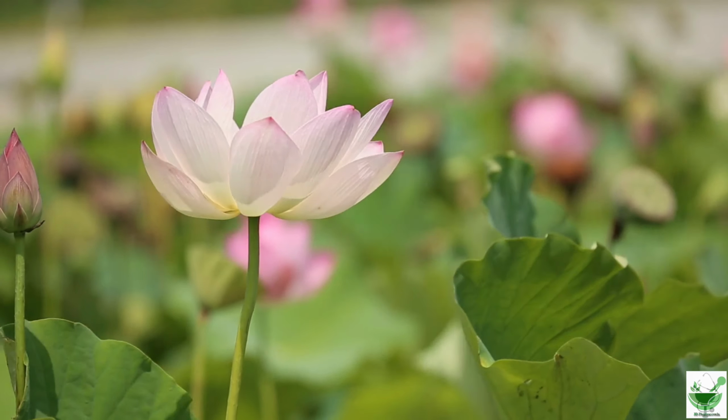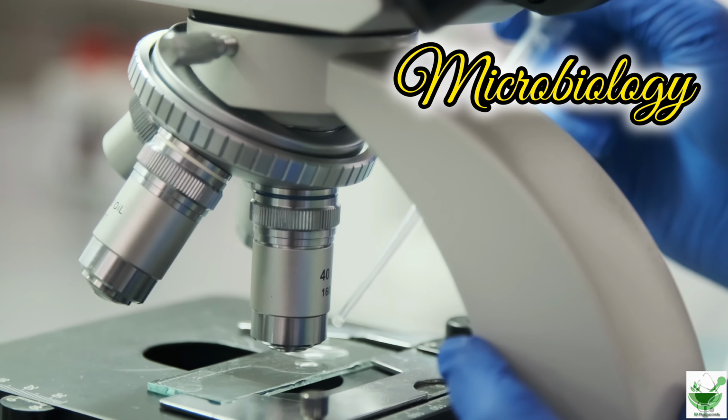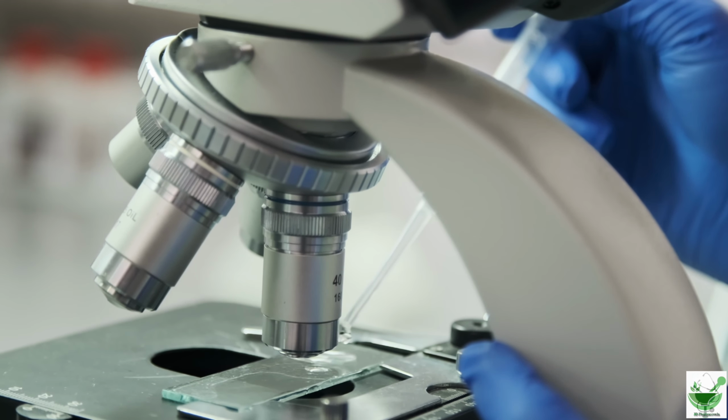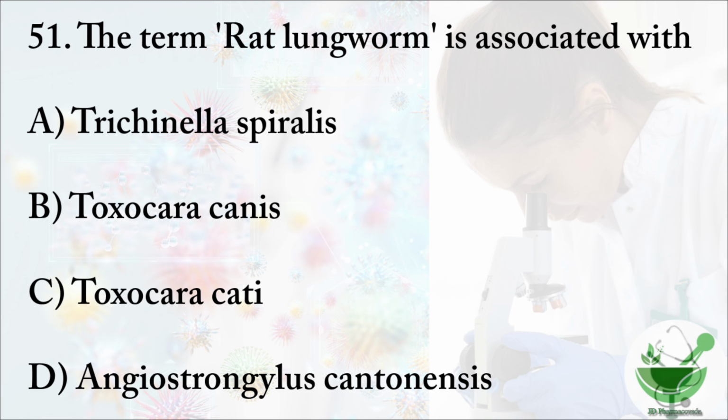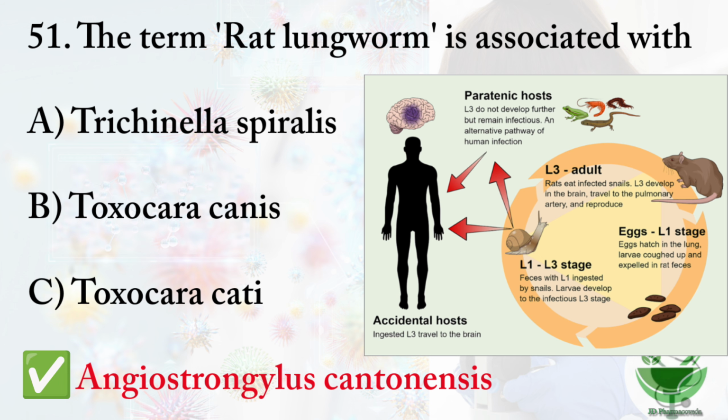So in this drug inspector microbiology standard questions, let's continue from question number 51. Question number 51. The term rat lung worm is associated with. The options are option A, Trichinella spiralis, option B, Toxocara canis, option C, Toxocara cati, option D, Angiostrongylus cantonensis. So the right option is option D, Angiostrongylus cantonensis.